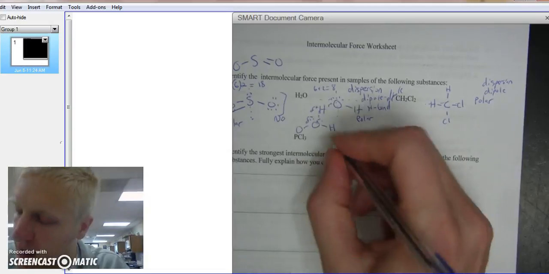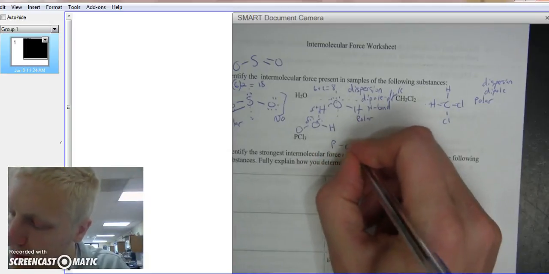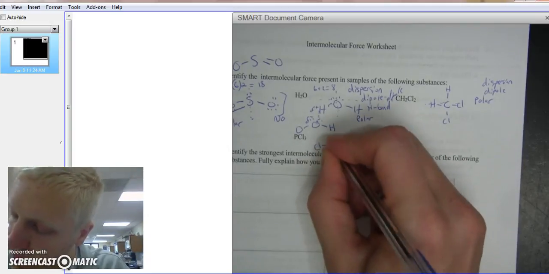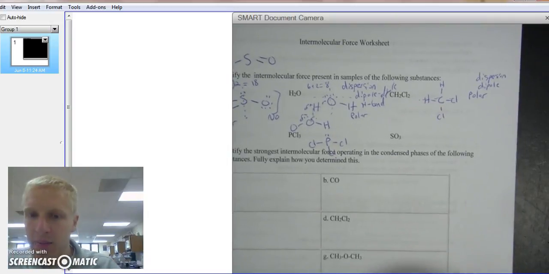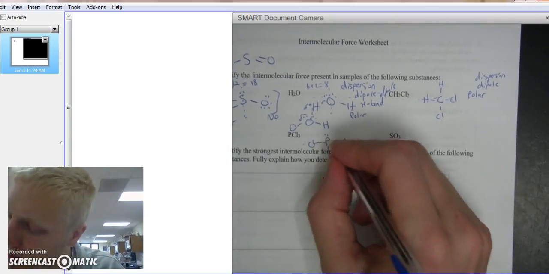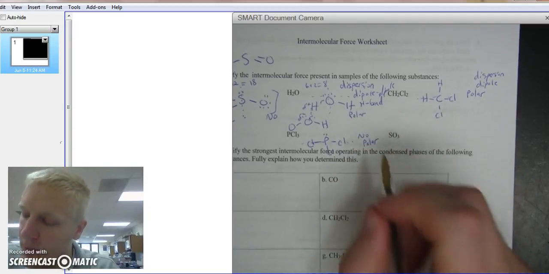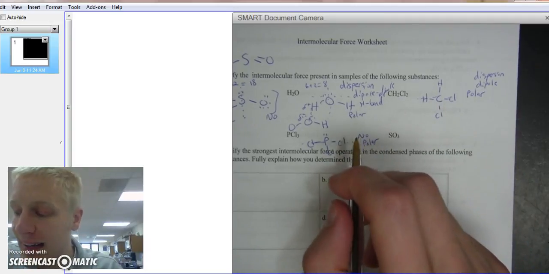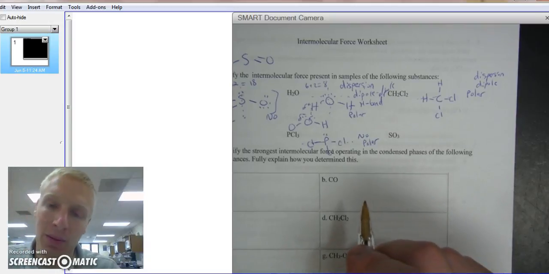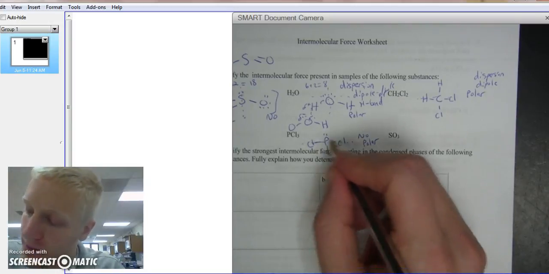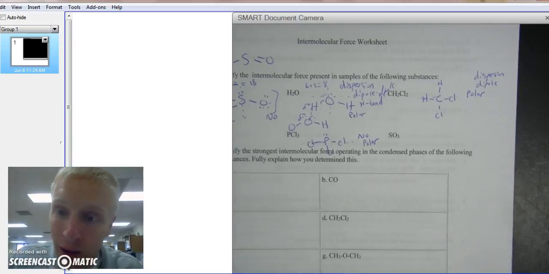Alright, let's skip to PCl3. Got Cl, Cl, Cl. It's going to be written like that, PCl3. Is it symmetrical? The answer is no, so therefore it's polar. And if it's polar, it has dispersion and it has dipole. Does it have hydrogen? There's no hydrogen in the molecule, so right away, no, cannot have hydrogen bonding. It's just dipole, and dispersion.